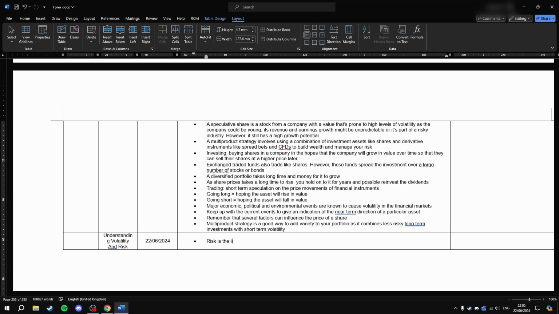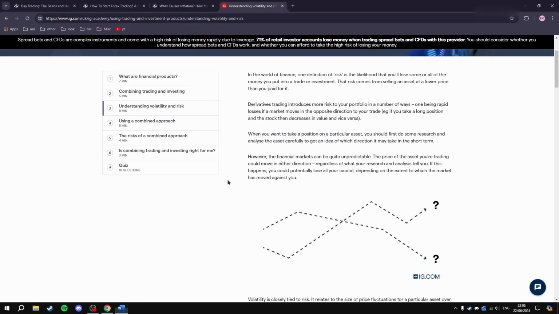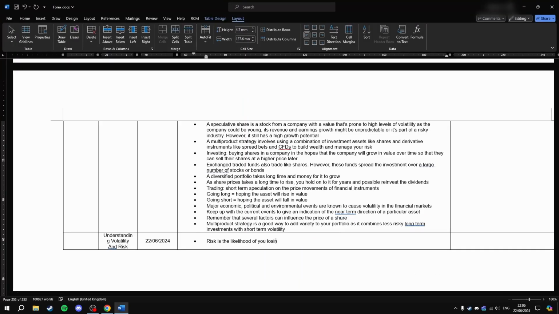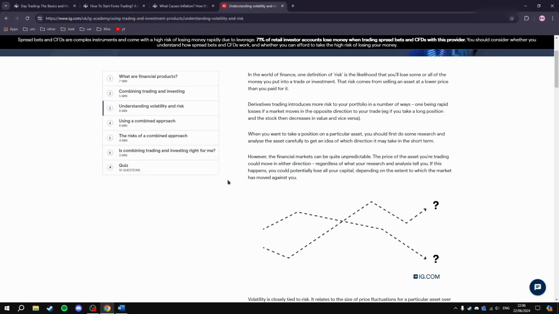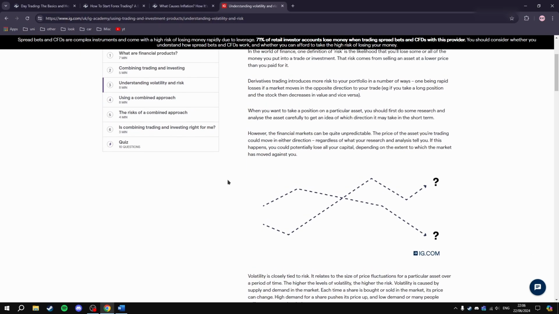Risk is the likelihood of you losing some or all of the money you put in for a trade or investment. Risk comes from selling an asset at a lower price than you paid for it.